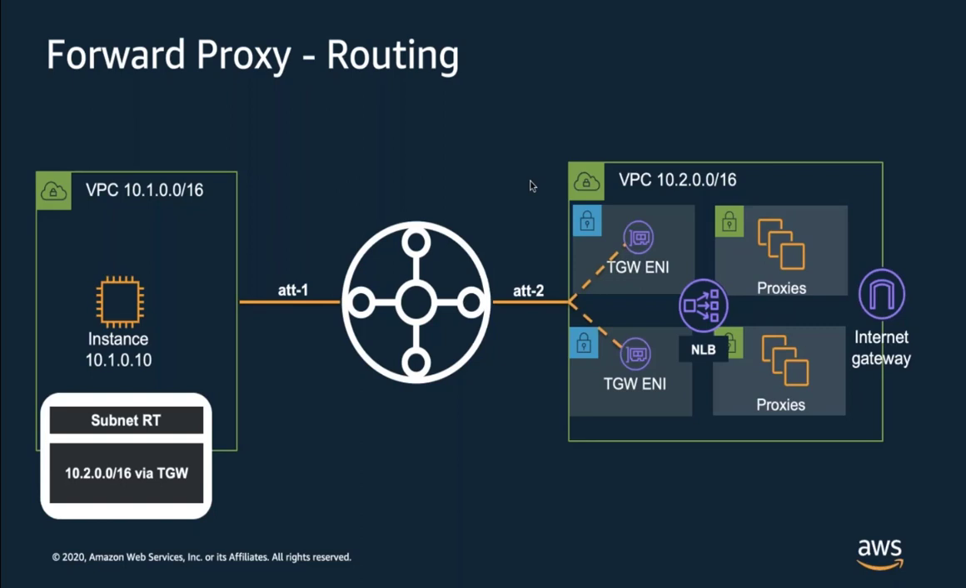So let's have a look at the routing here. The first big difference is that the VPC on the left doesn't need a route to the internet anymore, because all of the connections will be going to the proxy IP address range.